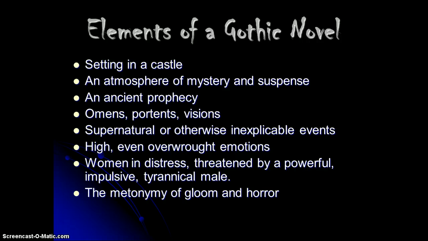There are often women in distress who are threatened by a powerful, impulsive, tyrannical male. And so here's this one person that seems unstoppable. He's something to be feared, and the women within the novel are threatened by that fear. And then there's the metonymy of gloom and horror. So we're going to talk a little bit more about metonymy and what metonymy is.